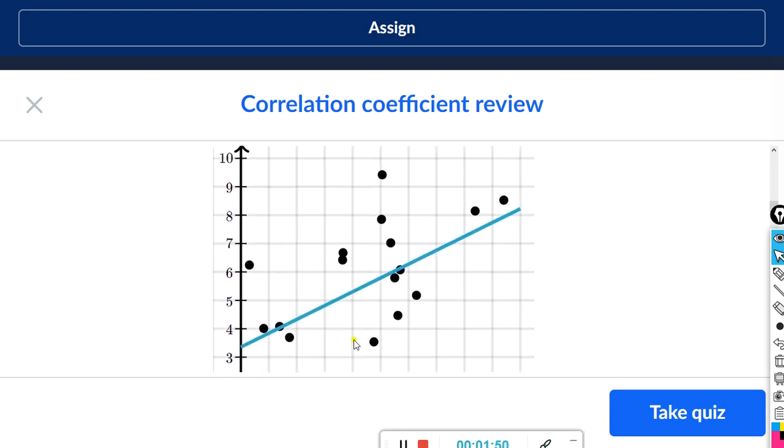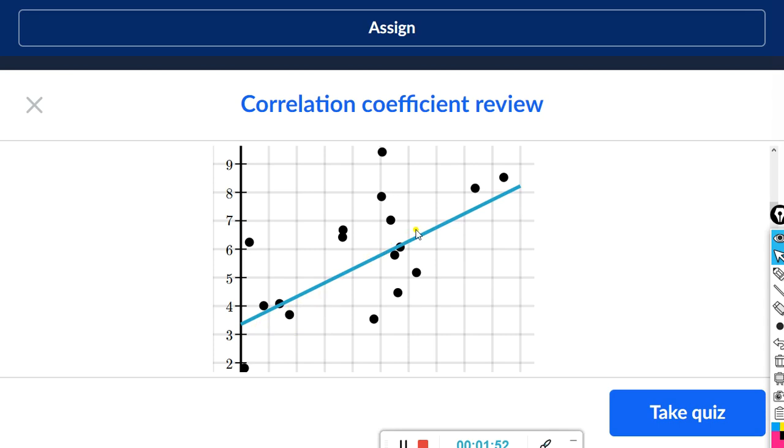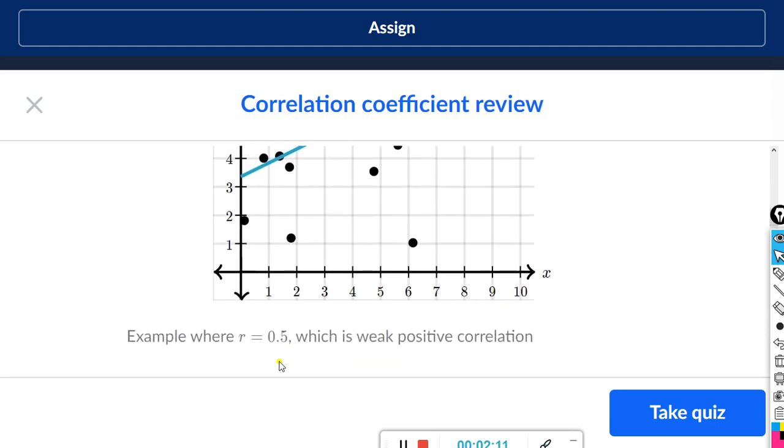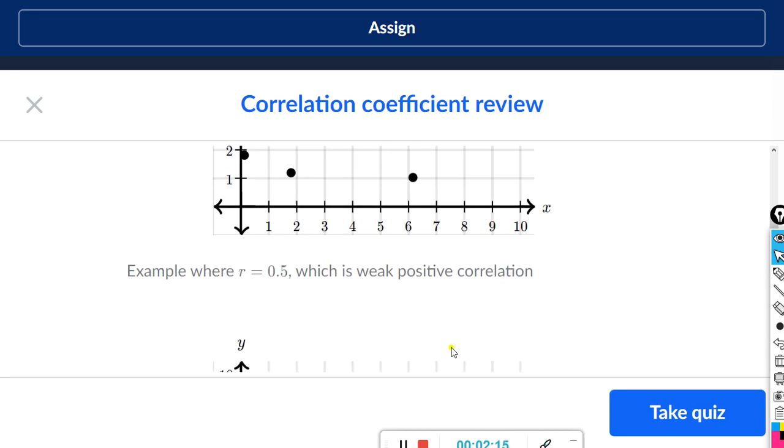All right, so here's another graph. The dots are spread out, and if you fit a line to the data, it is a positive slope, but it's very weak because this line does not match the dots. It can't because the dots are too spread out. So R, the correlation coefficient, is going to be positive, but not that close to 1. Here it's 0.5, which is weak positive correlation.